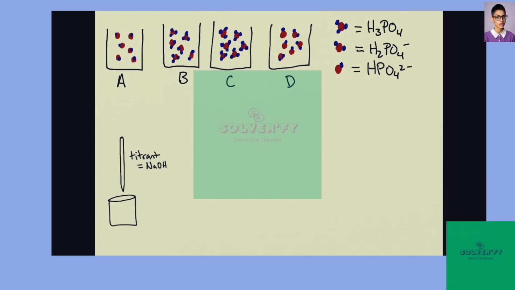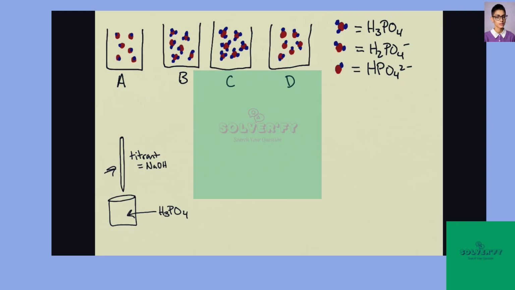In this image, we have 4 stages of phosphoric acid being titrated with NaOH. What that means is we have phosphoric acid in this beaker down here. So phosphoric acid, or H3PO4, is the analyte, and the titrant is NaOH, which is in the burette up here. Our goal is to arrange A, B, C, and D into chronological order.